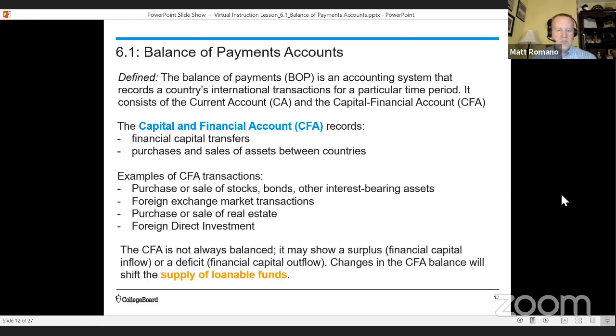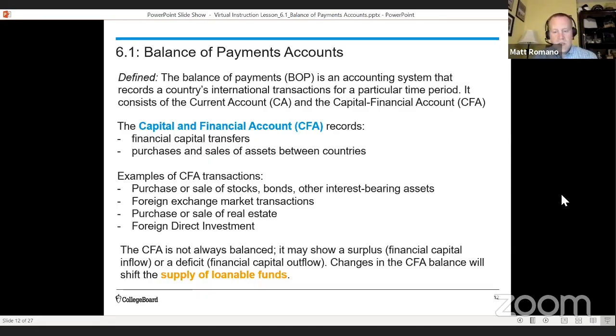As a reminder, as we just said for the current account, it's also true for the capital and financial account. It's not always balanced. You can have a surplus, you can have a deficit. If there's a surplus, there's financial capital inflow. If there's a deficit, there's financial capital outflow, sometimes called capital flight.